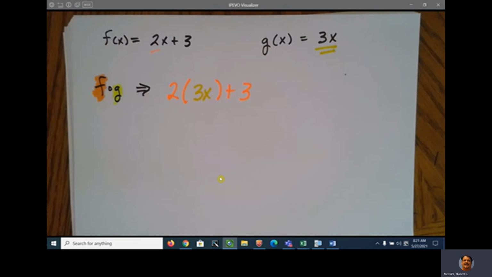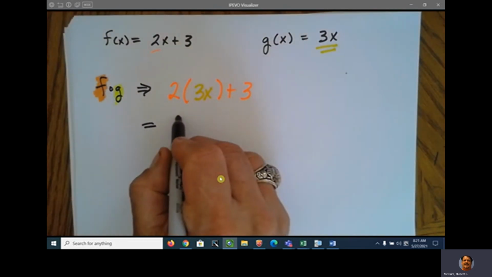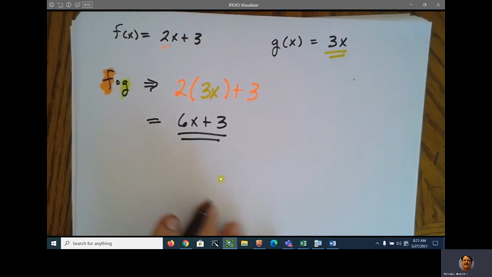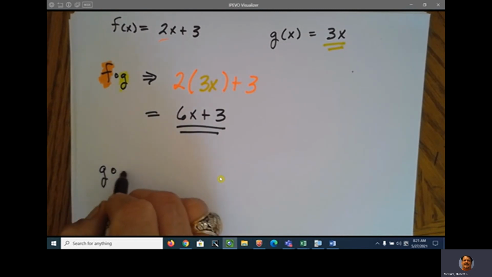And my answer of f composed of g is 6x plus 3. That's f composed of g. Now what if I do g composed of f? G composed of f.